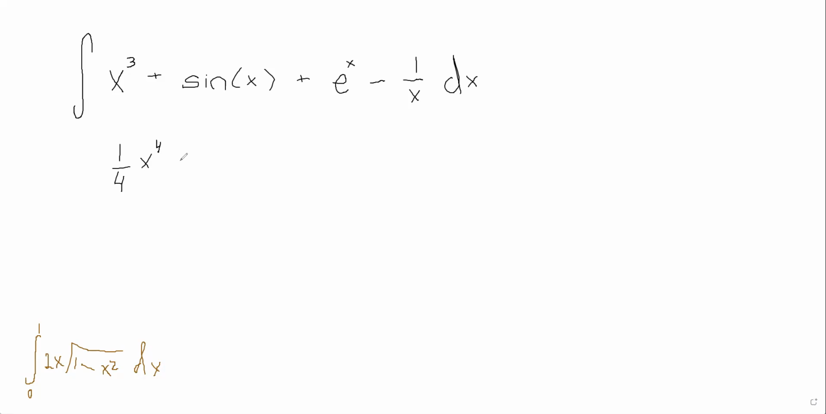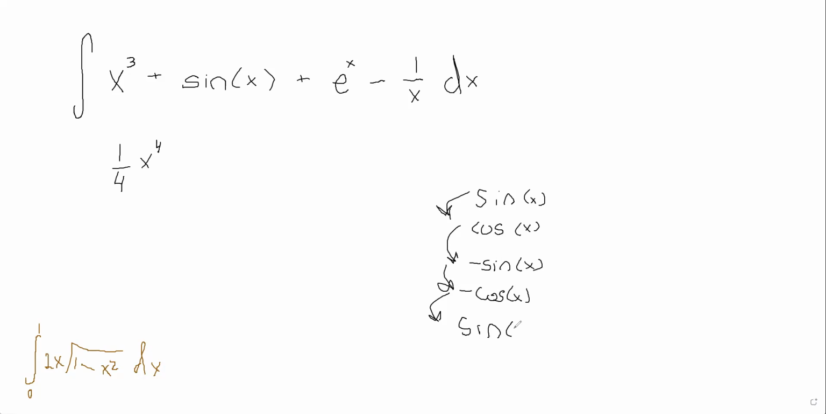I'm pretty sure this is a u sub thing, but I typically just do this subconsciously. So there's something we can use to help us. We know when we take the derivative of sine of x, we get cosine of x. The derivative of cosine of x is negative sine of x. The derivative of negative sine of x is negative cosine of x, and the derivative of negative cosine of x is positive sine of x.